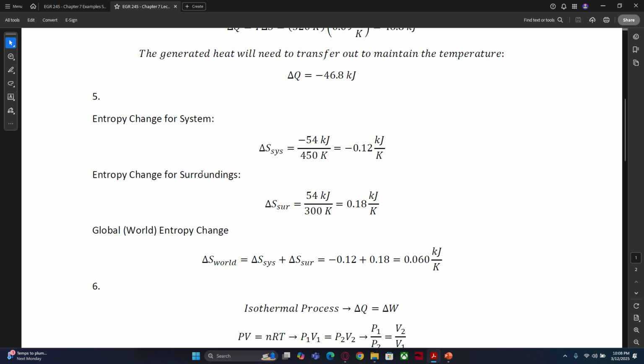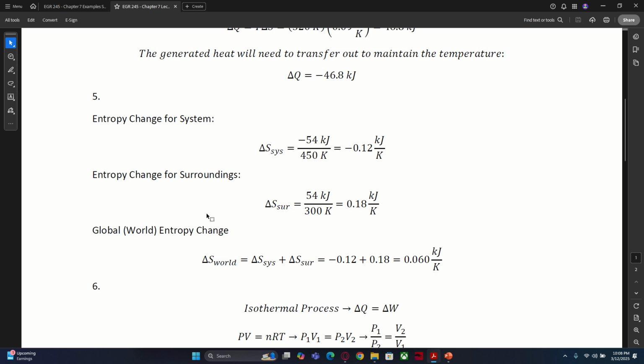Now, the entropy change of the surroundings. Because that 54 kilojoules is entering the surroundings, we keep it as positive. And the surrounding temperature is 300 Kelvin. This gets us a change in entropy for the surroundings of 0.18 kilojoules per Kelvin.